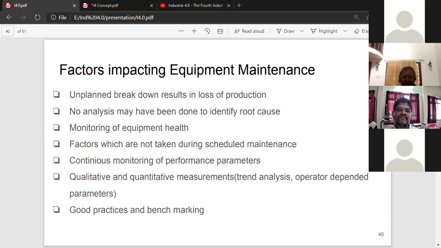So these are some of the factors. I think many of you already know it, so I'll not articulate. Unplanned breakdown, monitoring of equipment health: now you have the capabilities, all these algorithms and systems available, to monitor equipment health. I gave you a fairly lengthy exposé on the aircraft engine case study with General Electric. These are all factors influencing equipment maintenance.